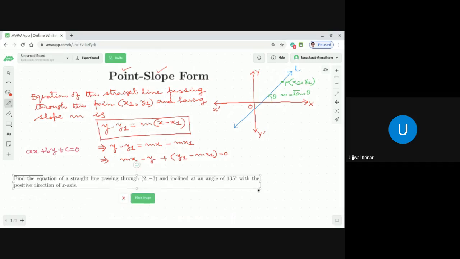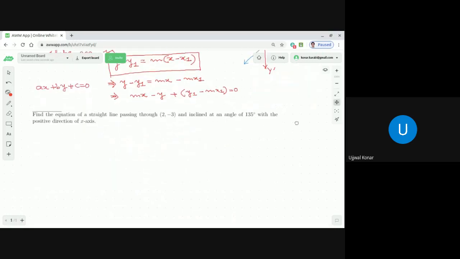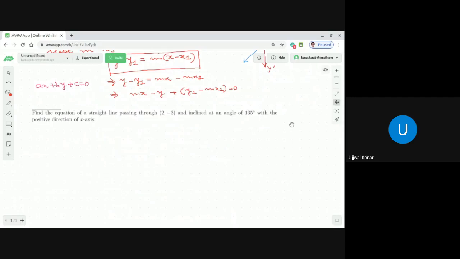The question here is: find the equation of a straight line passing through (2, -3) and inclined at an angle of 135 degrees with the positive direction of the x-axis. So we need to find the equation of this straight line. How to find the equation of this straight line, that we are going to discuss now. This is practice test question number 1.